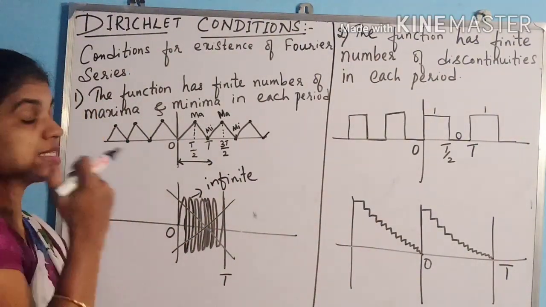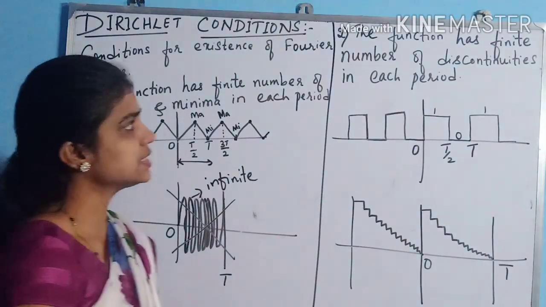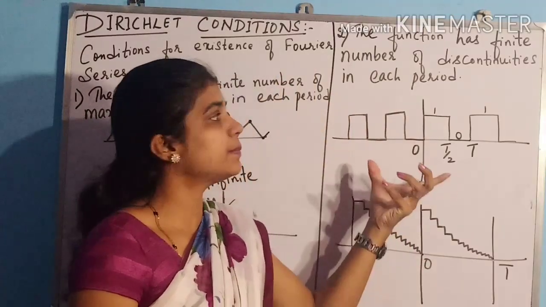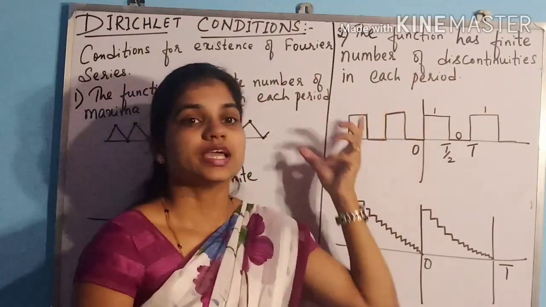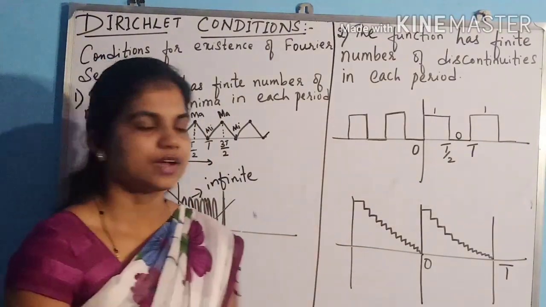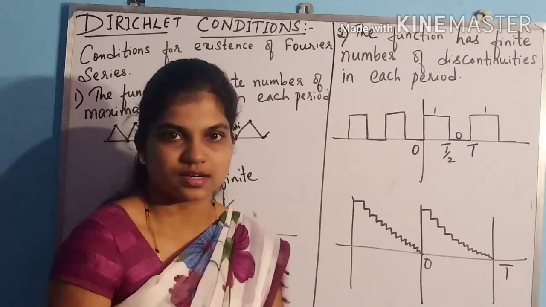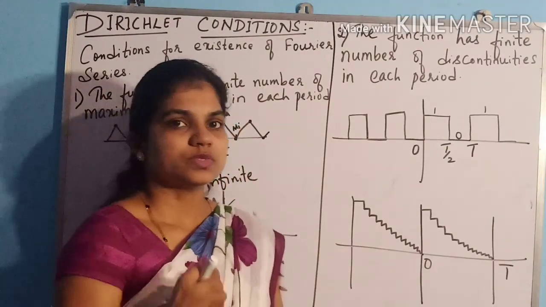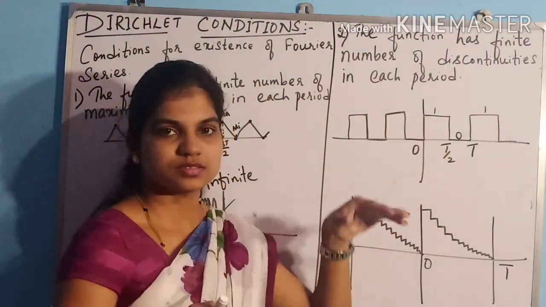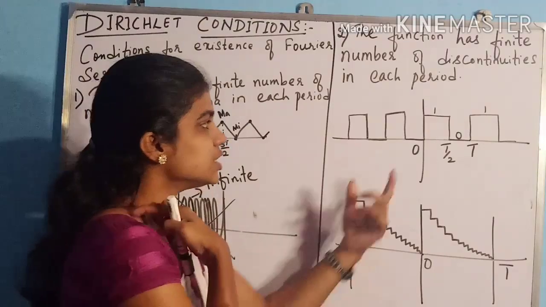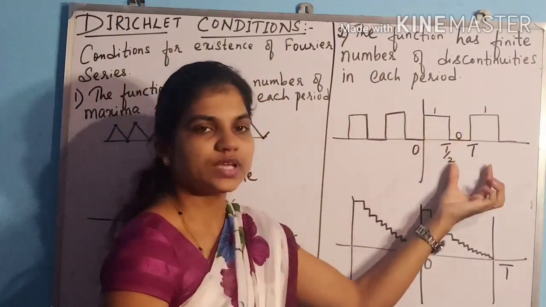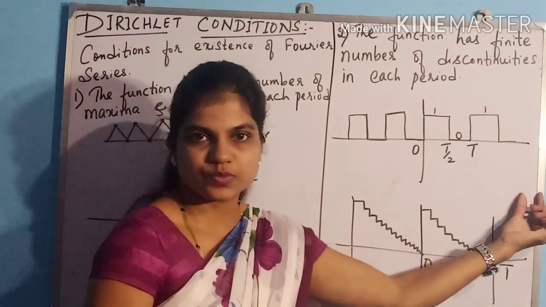Now coming to the second condition. The second condition says the function has a finite number of discontinuities in each period. Here in the first diagram we have a square wave or a rectangular waveform. Since we have studied digital electronics, we have the 1 and 0, the high and the low. So in these signals, we have a discontinuity: high and then low, high and then low.